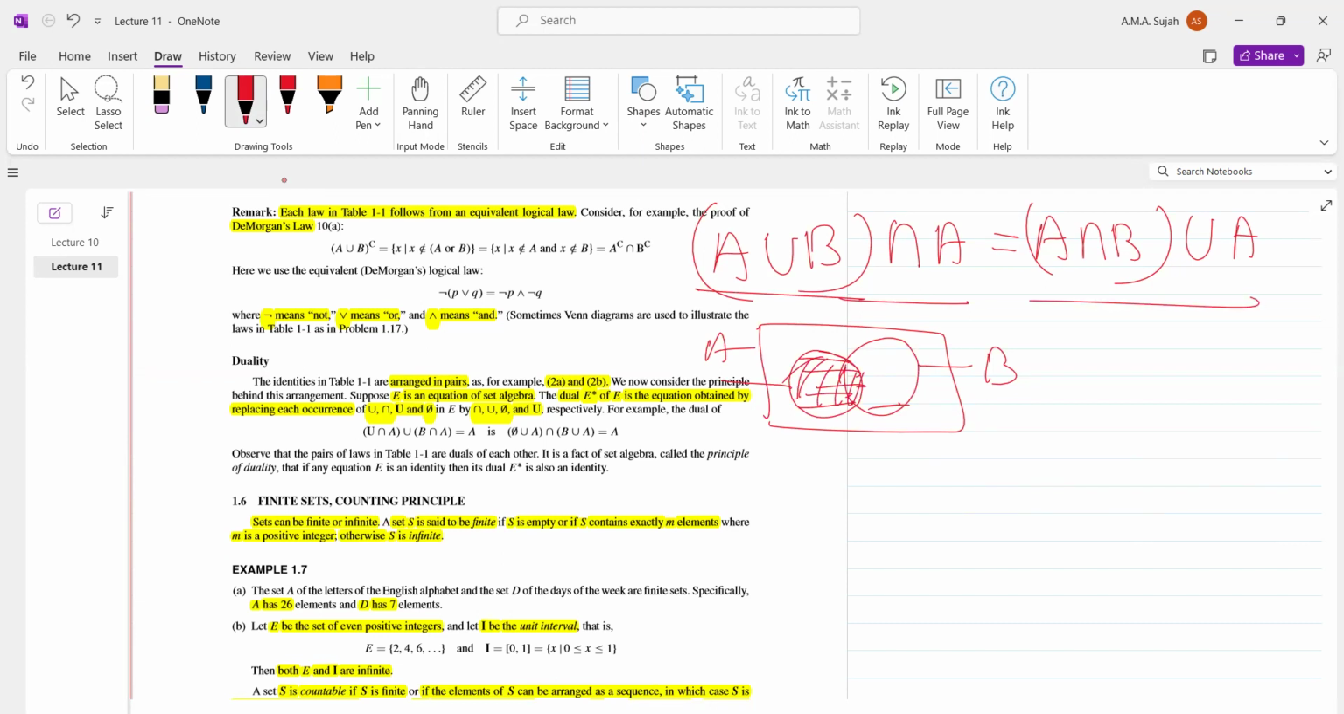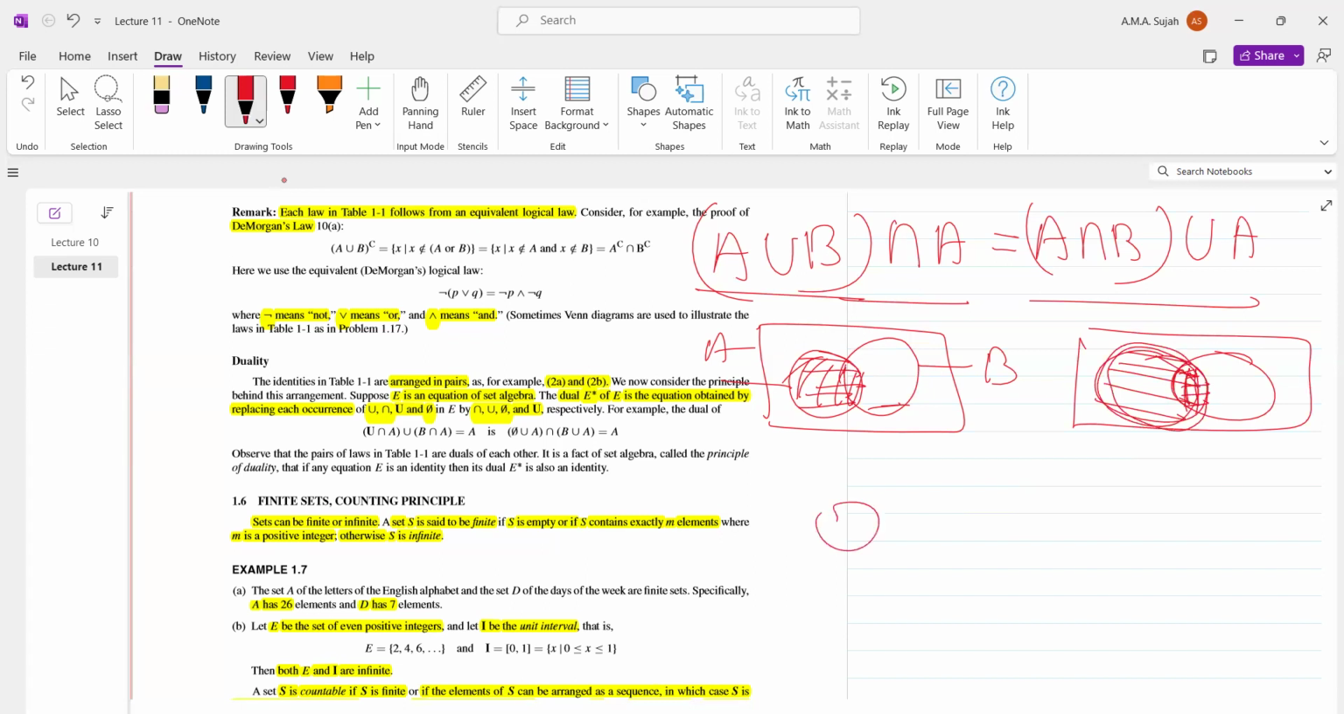If you apply duality, now we need to find out A intersection B, right? So A intersection B means this area, right? So A intersection B is this area, union of A, right? A means this colored area, right? So altogether we are getting A as a result, right?